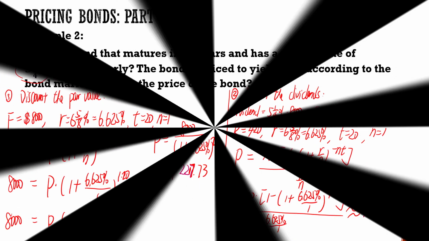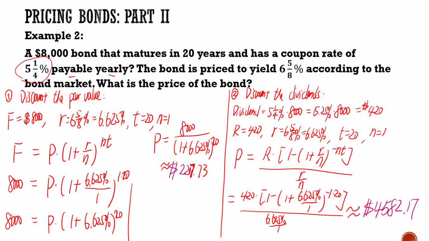So now from here, when we combine these two sources, the bond price is $2,217.73 plus $4,582.17. This total becomes the final bond price.